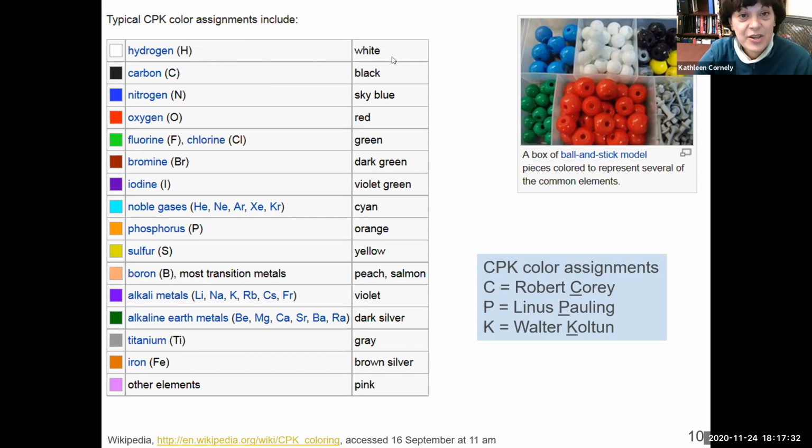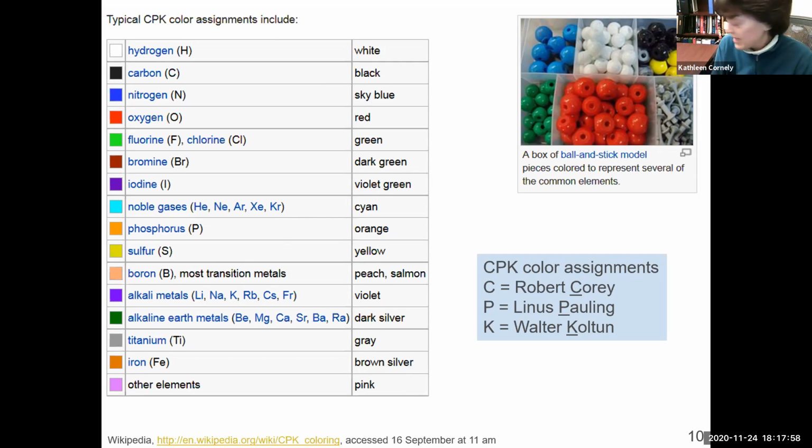Hydrogen is white, carbon is black, nitrogen is blue, and oxygen is red, and the halogens in our kit are all green. The K is for Koltun, Walter Koltun, who extended the scheme beyond the atoms you usually find in biological molecules to these molecules right here. So we have this extended color system.